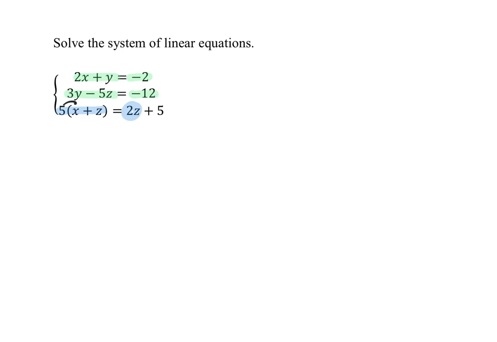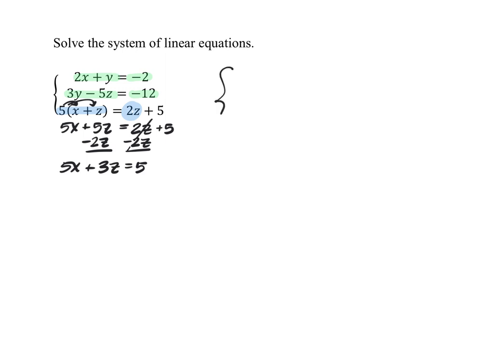So I'm going to go ahead and distribute the 5. So we'll have 5x plus 5z is equal to 2z plus 5. And then we're going to subtract the 2z so that we can bring all the variable terms onto the left side of the equation. So we're going to end up with 5x plus 3z is equal to 5. So I recommend that you rewrite the original system of equations so that you have all three equations listed in the correct form.